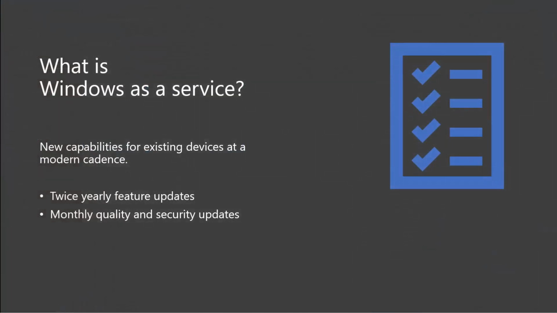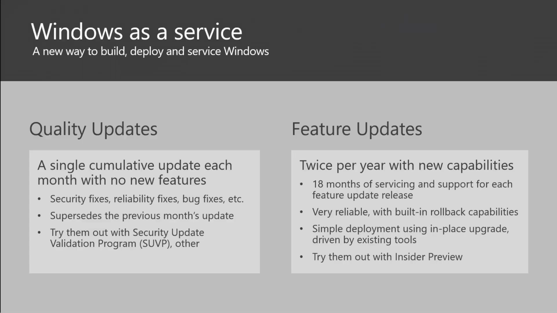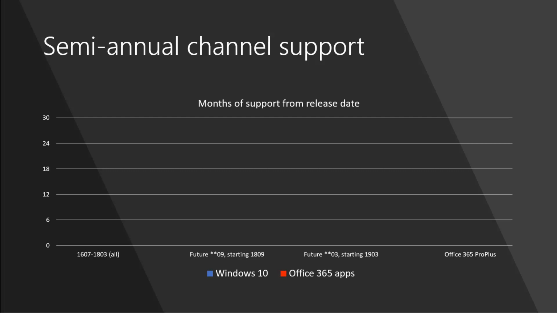All right, so that goes into servicing. What's Windows as a service? These are basically twice yearly feature updates and monthly quality and security updates. The updates for quality are cumulative. They include security fixes, reliability fixes, bug fixes, and supersede previous months of updates because they are cumulative. Feature updates are delivered twice per year. 18 months of servicing for feature update releases targeting March, and 30 months for feature updates that are targeting September. They support rollback. They're reliable. You can use them as part of Insider Preview.